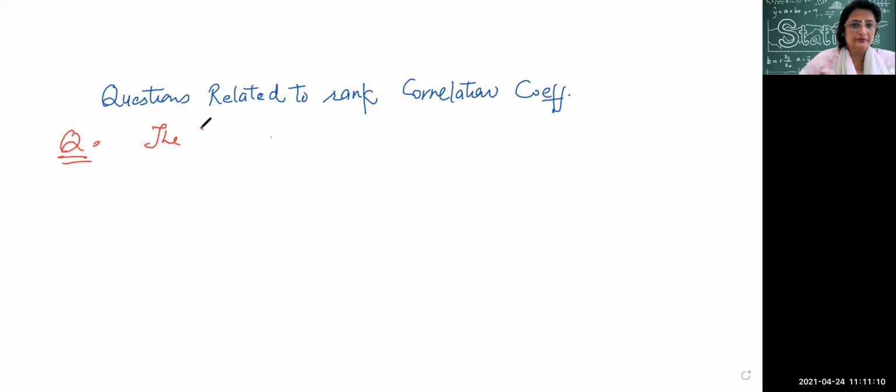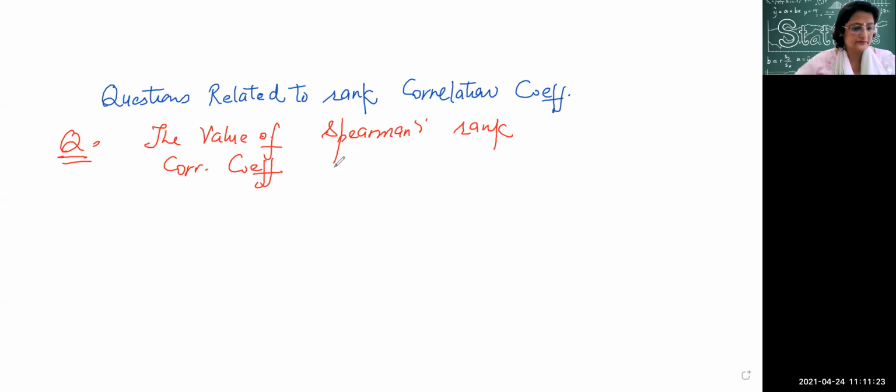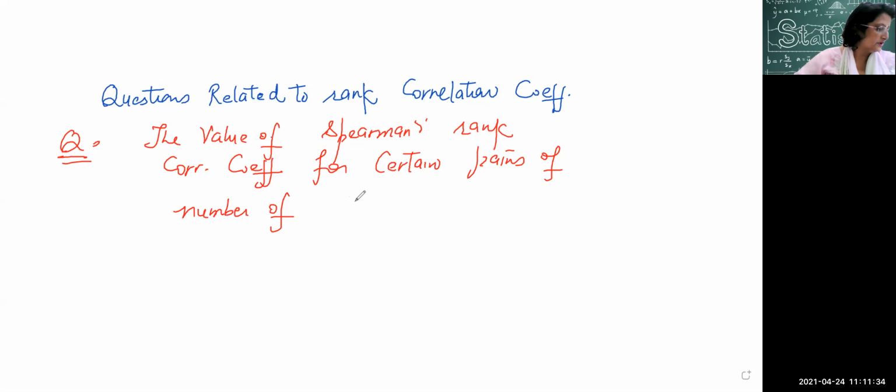The value of Spearman's rank correlation coefficient for certain pairs of number of observations. So what is the value of Spearman's rank correlation coefficient for certain pairs of observations to be? It has been given 2 by 3.